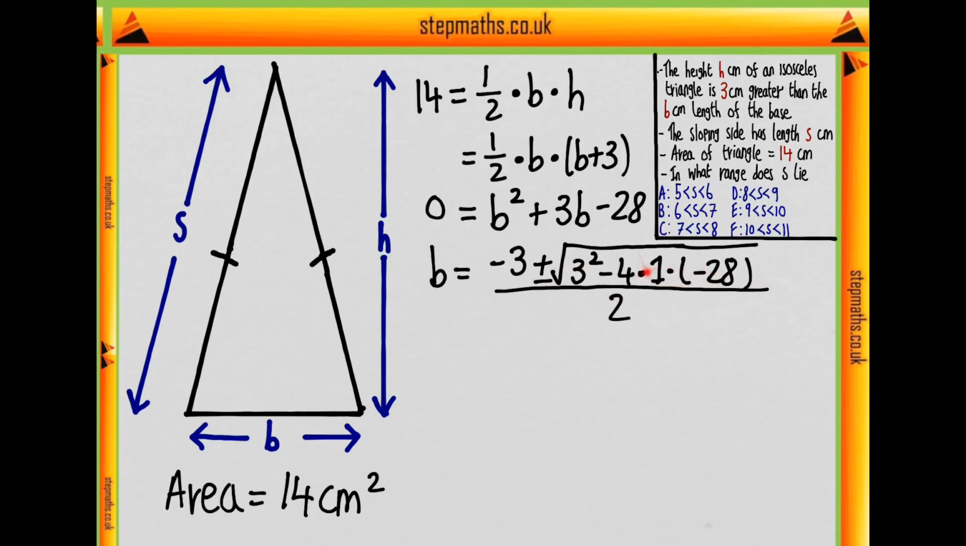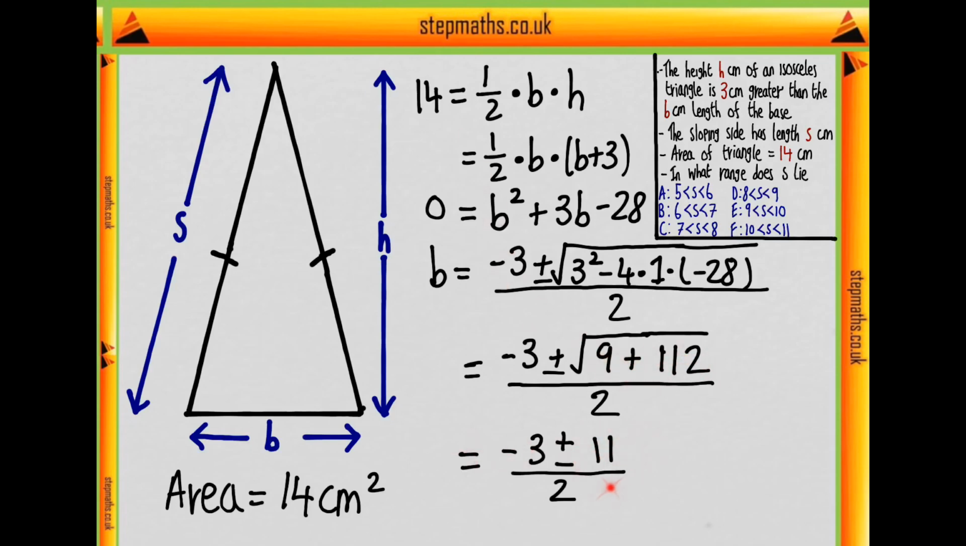And first things first, let's try and fix this mess here. So 3 squared is 9 and 4 times 28 comes out as 112. So we get minus 112, so plus 112. So we get to this. But 9 plus 112, that's great, that's 121, which you'll probably recognise as a square number. It's 11 squared. So b is equal to minus 3 plus or minus 11 over 2.